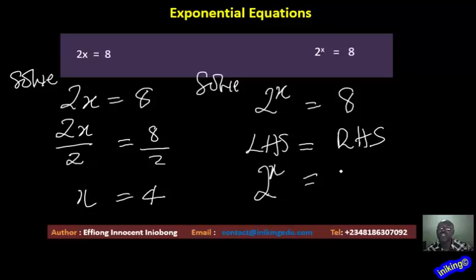Well, if you look at 8 closely, 8 is 2 times 2 times 2, which means this will be 2 raised to the power of 3. And of course, since left hand side is equal to right hand side, and the two bases are equal, 2 on the left hand side, 2 on the right hand side, then it will make common sense for us to simply say that x is 3. Now this is the simplest thing we need to do when we are confronted with any exponential equation. We try to express the left hand side and the right hand side using a common base.